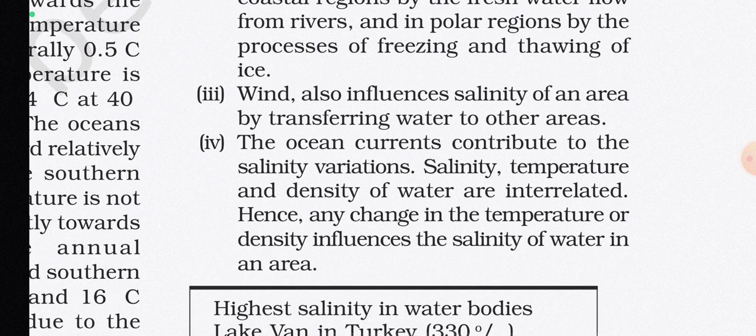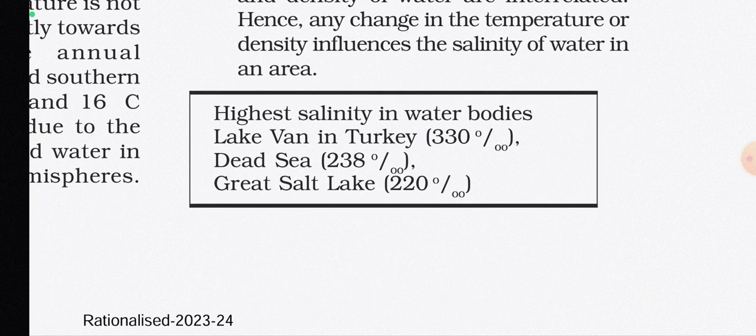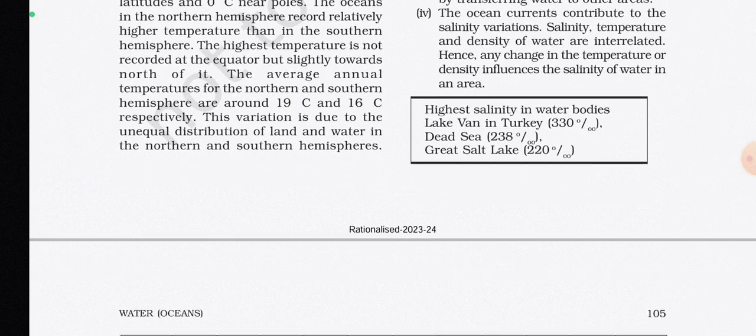The ocean currents contribute to the salinity variation. Salinity, temperature and density of water are interrelated. Hence, any change in the temperature or density influences the salinity of water in an area. Highest salinity in water bodies: Lake Van in Turkey and Dead Sea, Great Salt Lake, etc.